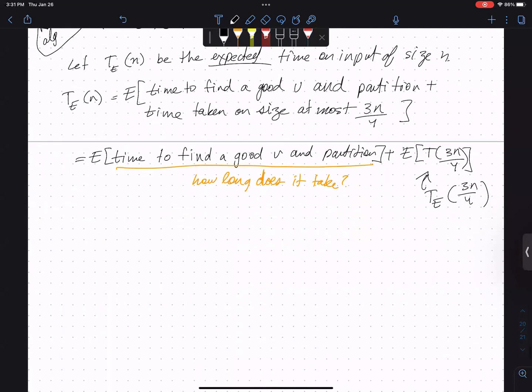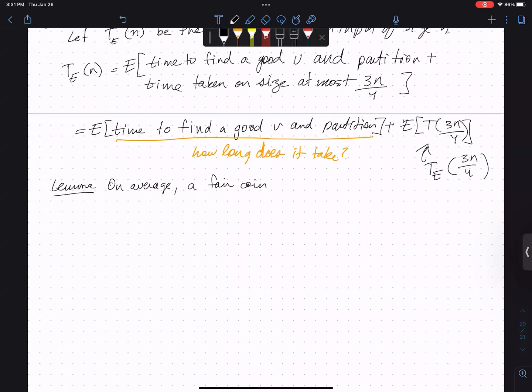So let's prove that. We'll prove that lemma. So on average, a fair coin, meaning it's a quarter, no funny business there, a fair coin needs to be tossed twice before we get a head. So let me first prove this, and then you'll see how it's relevant to our case.